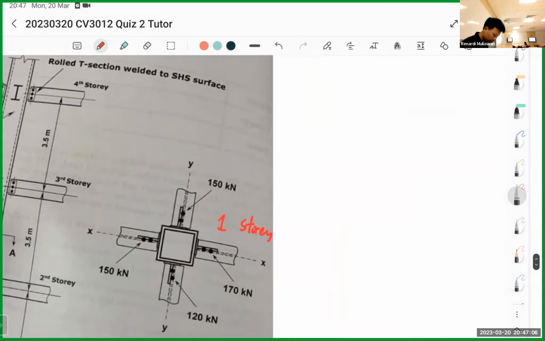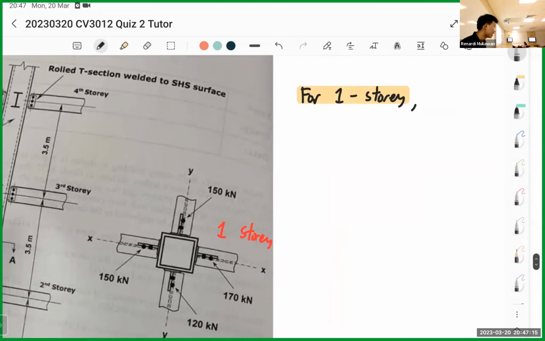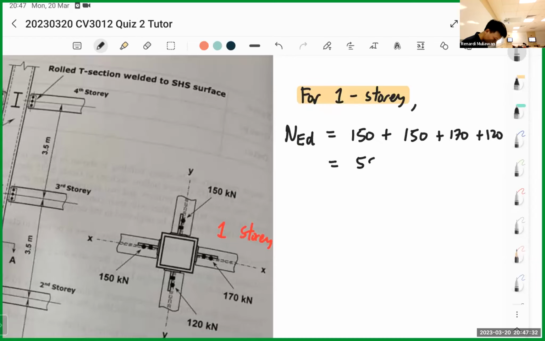So for one story, or one level, up to you what you want to call it, let's calculate the axial force because the axial is easier. For NED, it's basically just add everything up. So 150 plus 150 plus 170 plus 120 is 590. So that's NED for one story only. I'll put a one there just to indicate.